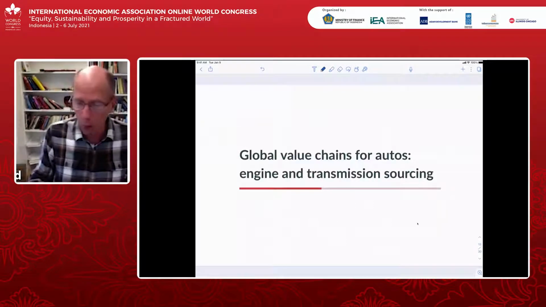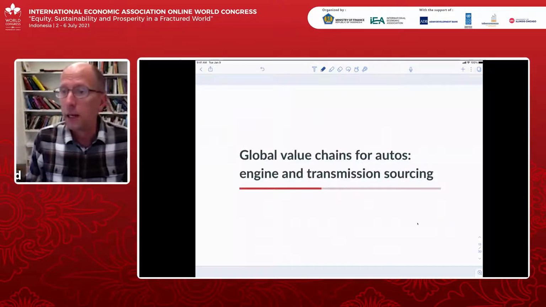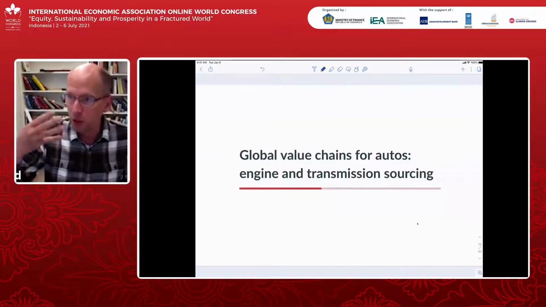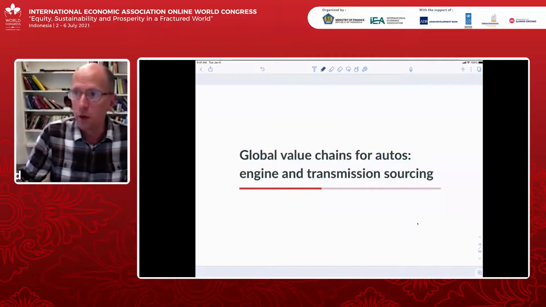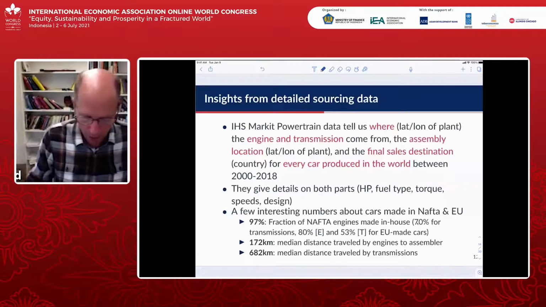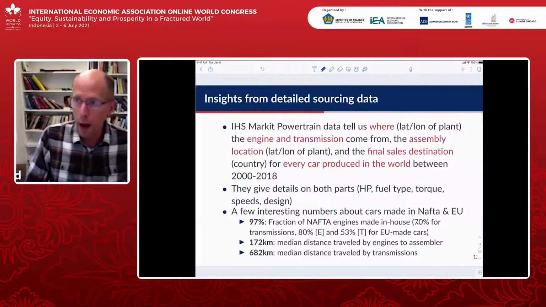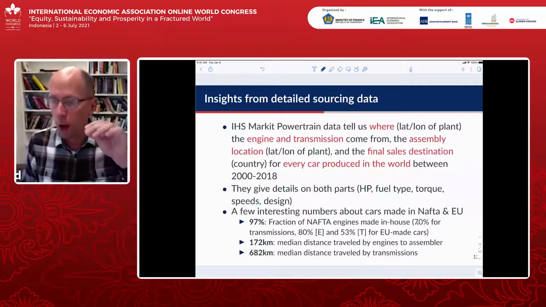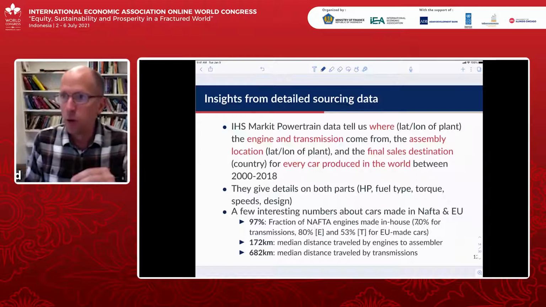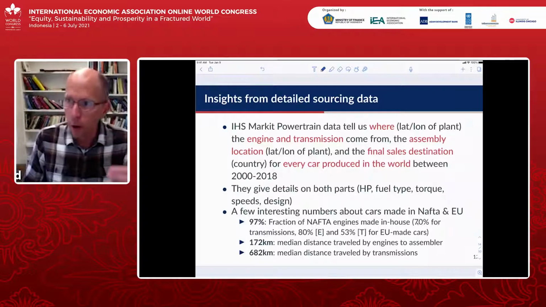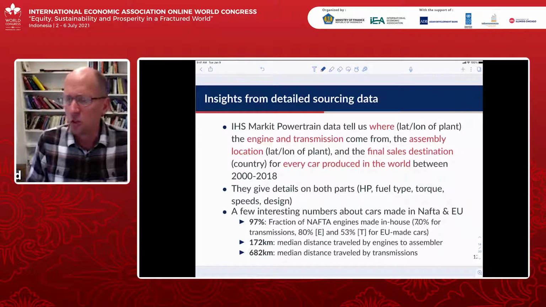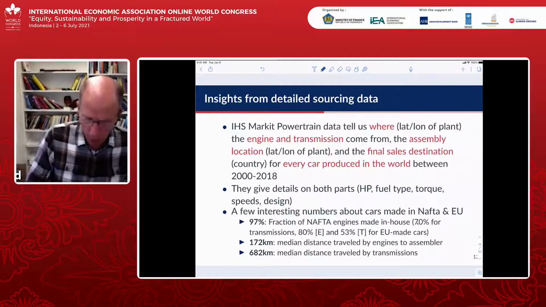And now I would like to talk a little bit about the data to give you an idea of where we're going with implementing this possibility illustrated in a continuum, to see how important it is in practice. So the data we have are from a consultancy that tracks where, and when I say where, I mean the latitude and longitude of the plants every engine and transmission come from, that go into every car that's built anywhere in the world. So it's very, very detailed, granular data on these two really important parts that together constitute something like a quarter of the cost of a car. So these are pretty important parts of the car.